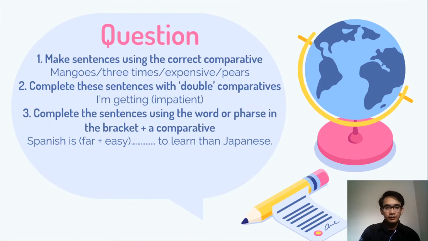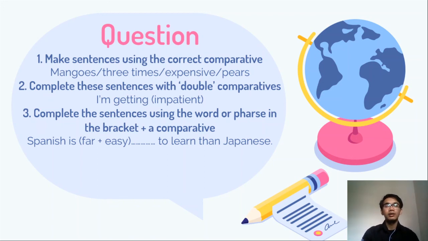Okay, question section. First, make a sentence using the correct comparative. Mangoes, 3 times, expensive. Number two, complete this sentence with double comparatives. I'm getting impatient. Number three, complete this sentence using the word in brackets as a comparative. Spanish is far easy to learn than Japanese.